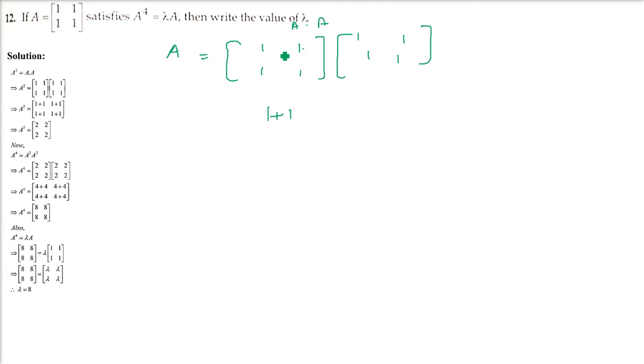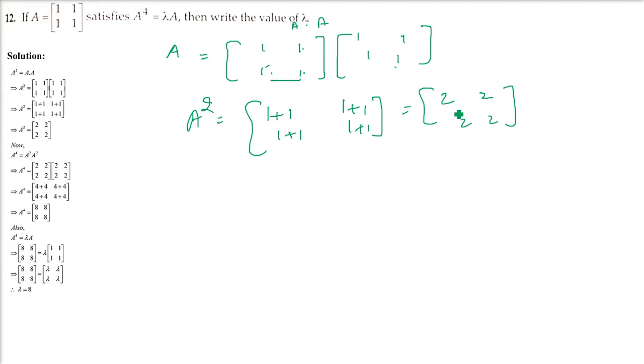Now same here. 1 into 1 is 1, 1 into 1 is 1, 1 plus 1. Then this row, this column, 1 into 1 is 1. By the same logic, this will be 2, 2, 2, 2. So A square is 2, 2, 2, 2.